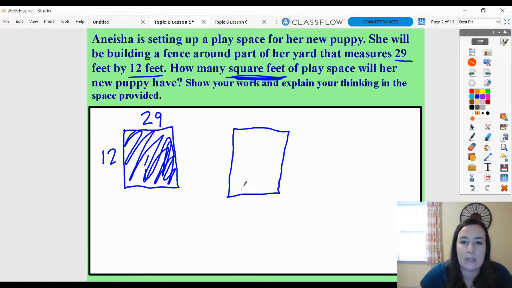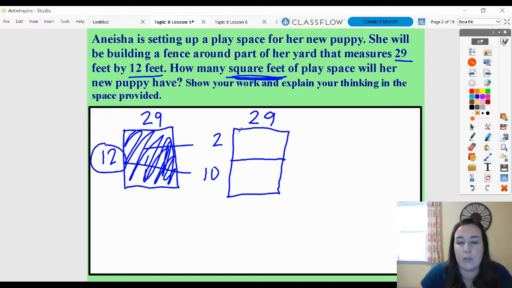So what we need to do is break apart one of our numbers. Let's break apart 12. I'm going to break it apart into 2 and 10. So I've distributed that 12. It's kind of like a number bond here. And eventually I will put those partial products back together, but I first have to multiply them. So now we do the area model.